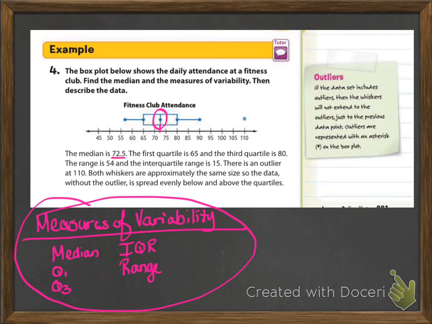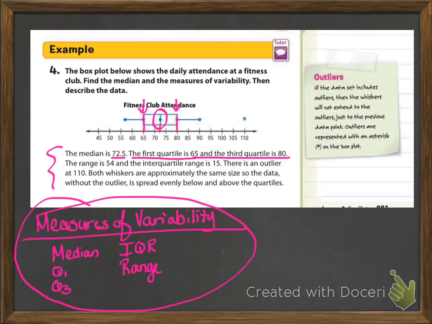Now notice how they wrote this. They wrote this in a sentence. They said the median is 72.5. So that is a great sentence. You're going to start there. Your first quartile: when we create our box plots, our first quartile is where our box starts. Look straight down. You're at the 65. So the first quartile is 65, and then it goes on to the third quartile, which is 80. And remember, where our box ends is our third quartile. So you can see that's how they got the 80 there.